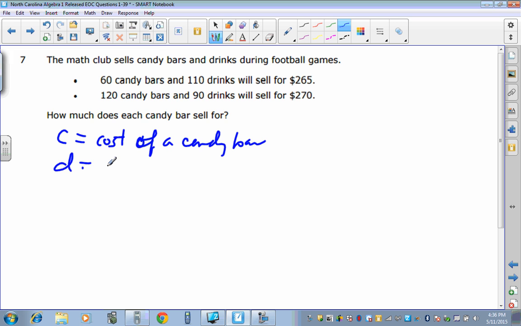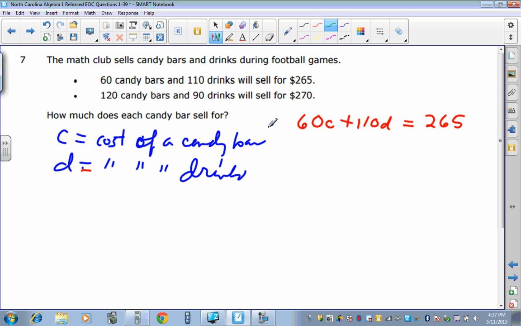And I'm going to let D be the cost of a drink. Now, if you get this on a constructive response question, please, instead of doing the little dittos, actually write that out. You need to define your variables if you have to write an equation. Always tell what the variables are going to be. Alright, so let's see. We see here that 60 candy bars plus 110 drinks cost $2.65.